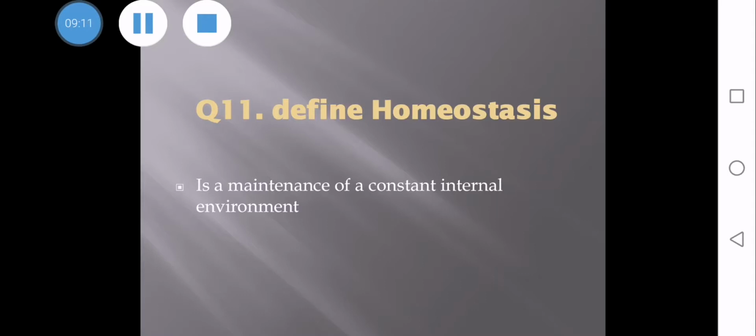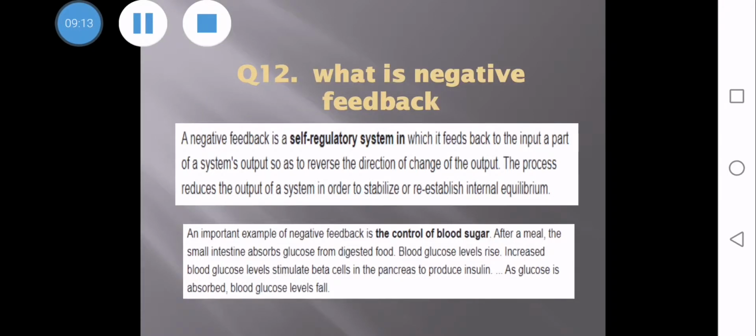So what is homeostasis? Homeostasis is the maintenance of a constant internal environment. You have to know what negative feedback is, what this process is. Negative feedback is a self-regulatory system. Take the example given below: blood sugar glucose level, or the water level, or anything, if it increases from its optimum level, it comes back to the optimum. Let's suppose the blood sugar level is increased, so by decreasing it comes back again to the original point. This is called negative feedback.